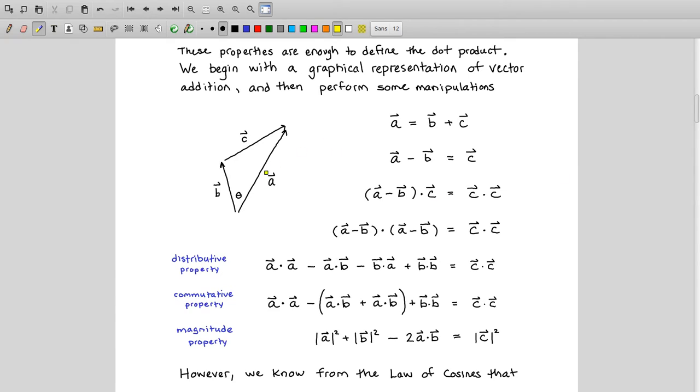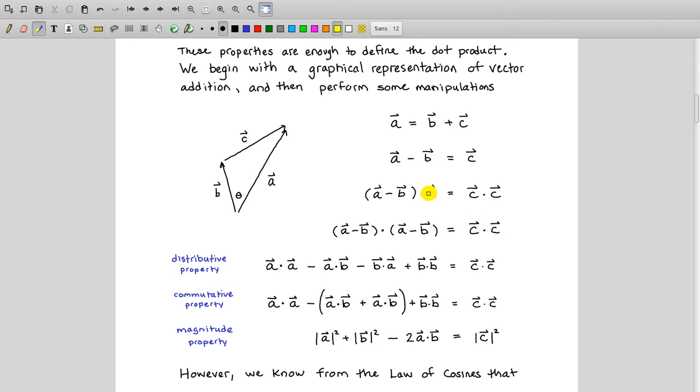So we start by drawing a triangle here. We have a vector b and a vector c, and the sum of these two vectors equals a. So a equals b plus c. We can move b to the other side to get the expression a minus b equals c. Then suppose we dot both sides with c. That's going to give us the magnitude of c squared over here. So we take both sides and dot with c. Now we have (a minus b) dot c is c dot c.